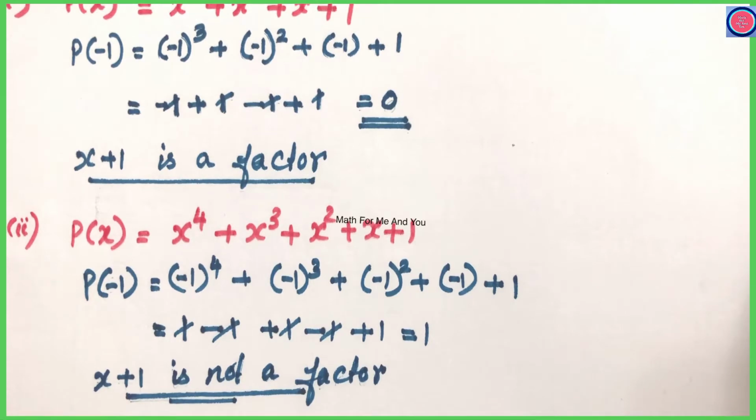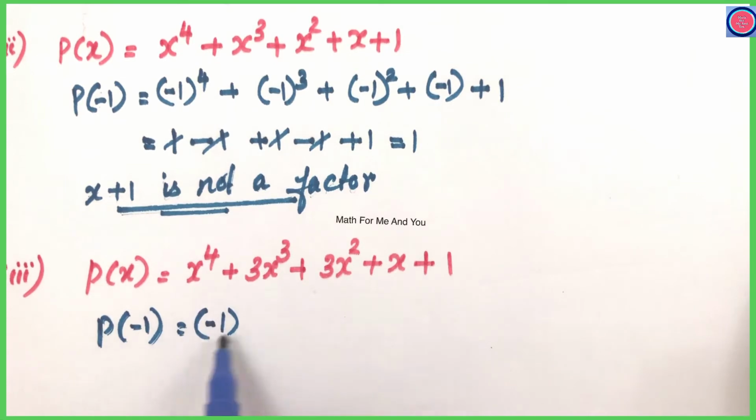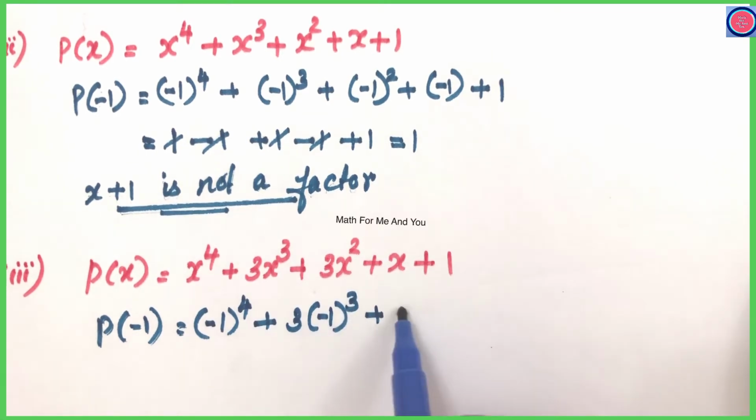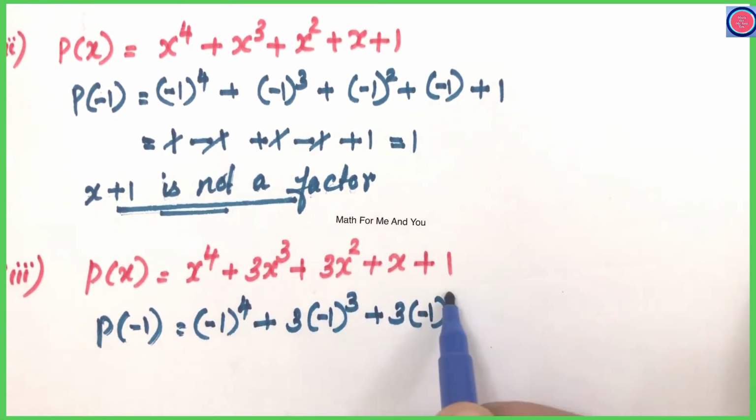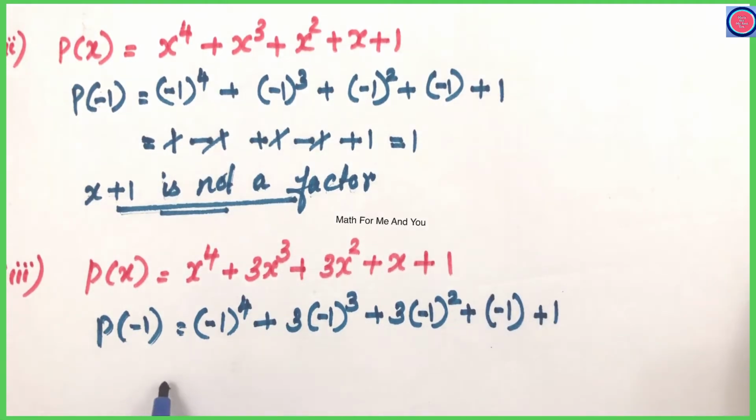Now we can check the third polynomial. P of x is equal to x power 4 plus 3x cube plus 3x square plus x plus 1. Here also we are going to find what is p of minus 1. Minus 1 to the power 4 plus 3 times minus 1 to the power 3 plus 3 times minus 1 to the power 2 plus minus 1 then plus 1. Every negative number raised to even power is positive. That means here plus 1.